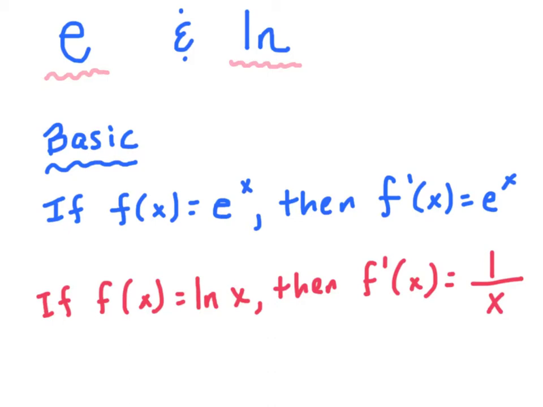The basic rule for the e function, if I have f of x is equal to e to the x, the derivative, believe it or not, is exactly the same thing. F prime of x is equal to e to the x. Well, if f of x is equal to ln x, then the derivative f prime of x is simply equal to 1 over x. Those rules are very simple, but they transform into something that uses the chain rule very quickly, so I want to make sure that we do that transition here.